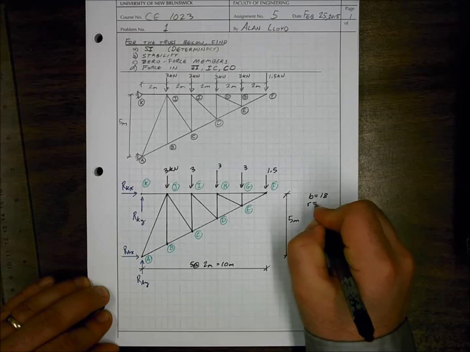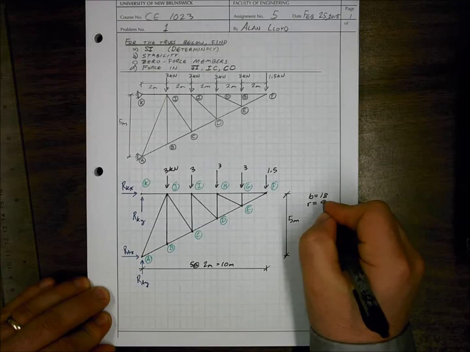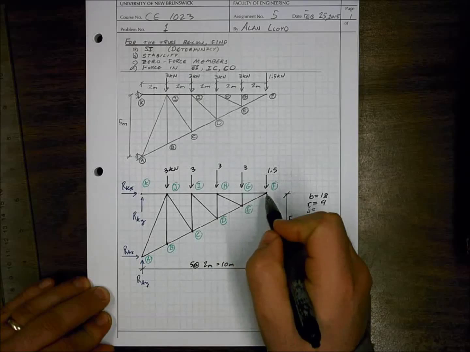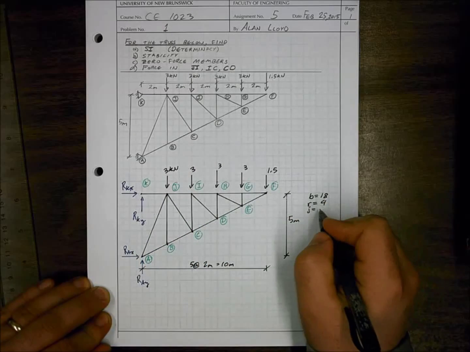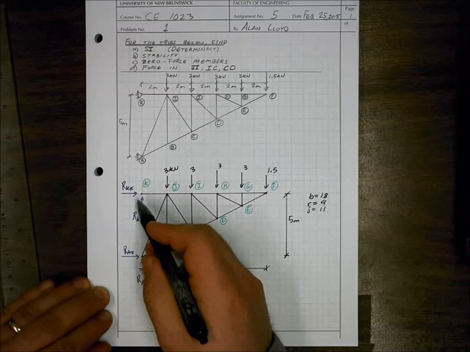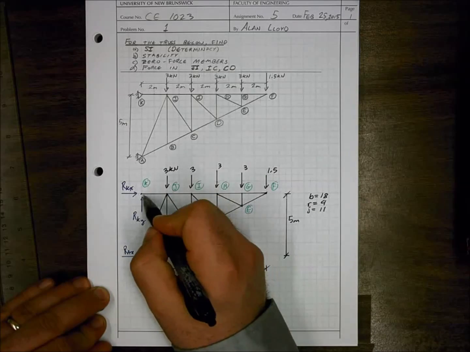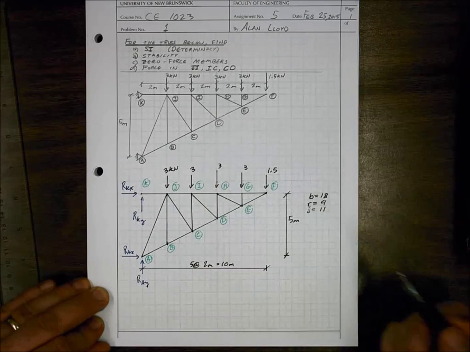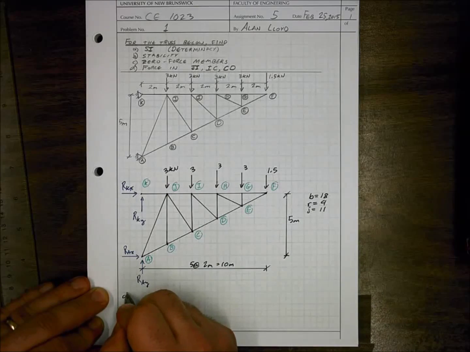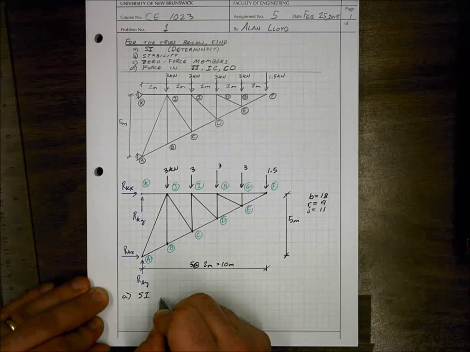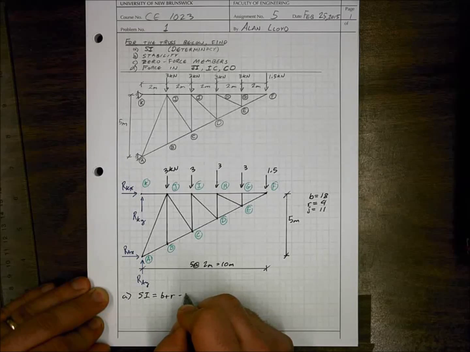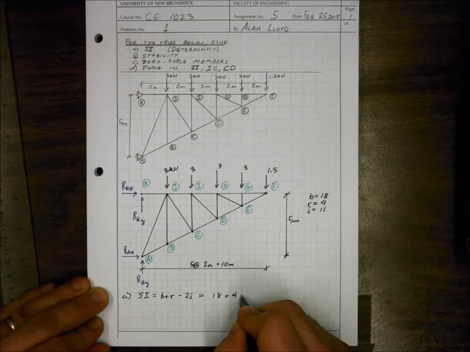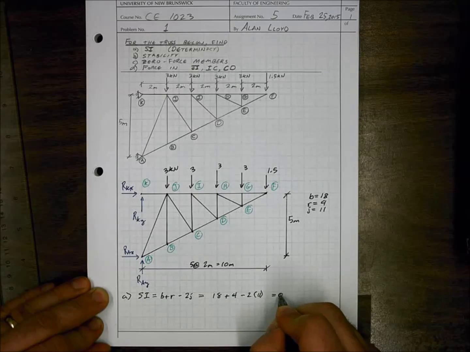The number of reactions R is 1, 2, 3, 4. And the number of joints, J, is 1, 2, 3, 4, 5, 6, 7, 8, 9, 10, 11. Now a joint includes the locations of the supports, and it includes where only one member terminates. So this one terminates at this support. It's only one member, but it's joined to the support. Once we have that, we can answer question A. The degree of static indeterminacy is equal to B plus R minus 2J for a truss. And this is equal to 18 plus 4 minus 2 times 11 is equal to 0.